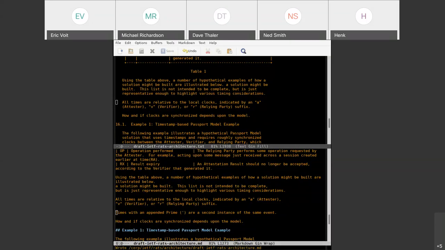Prime. Can you change the word to indicate, unless people don't like that? The time itself is not the event; the time is indicated. Okay.